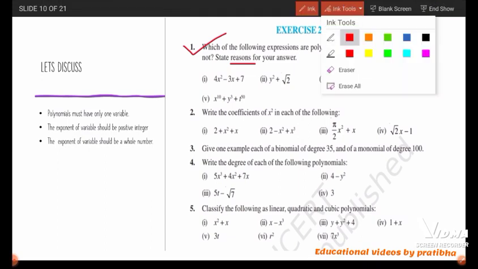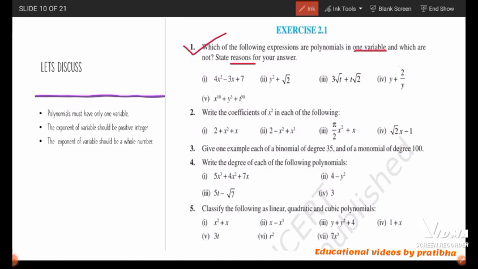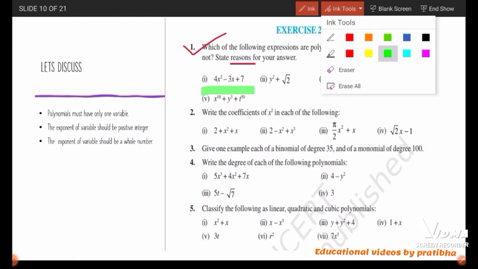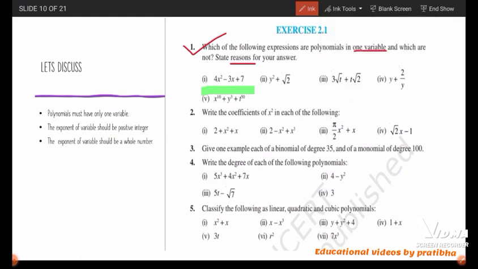Okay, so let's see the first example. 4x square minus 3x plus 7. Here only one variable is there. The power, the exponent, is 2 in case of x, and here 1. So yes, this is a polynomial with one variable. If you look at the second example, two terms are there. The variable is 1, that is y, and the power is 2, which is positive. So yes, this is also a polynomial with one variable.